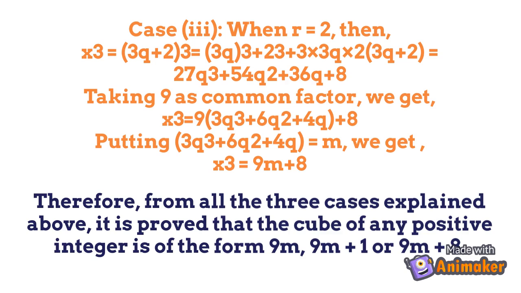Then let's take 9 common out from this expression. Then we get x cube equals 9 times (3q cube plus 6q square plus 4q) plus 8. Okay, now let's take this expression, 3q cube plus 6q square plus 4q, as m, and place it beside 9. So we get again 9m plus 8. So the expression is again proved. Therefore, in all the three cases explained above, it is proved that the cube of any positive integer is of the form 9m, 9m plus 1, or 9m plus 8.